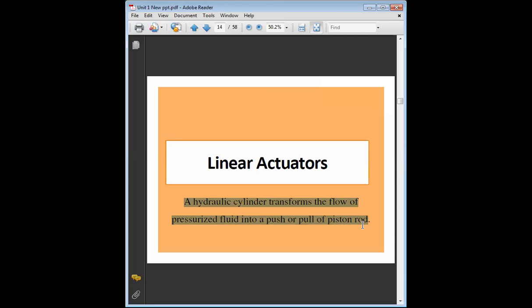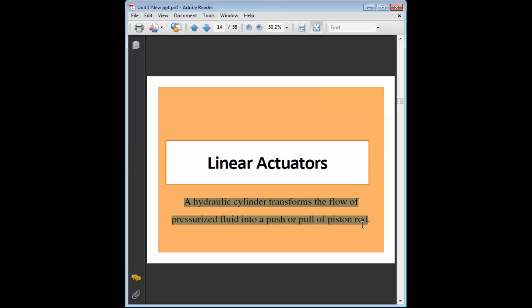Please remember, since these hydraulic actuators transmit linear motion, they are also known as linear motors. Linear actuators, hydraulic cylinders, and linear motors, these three are all the same. The flow of pressurized fluid is transferred into linear motion, so due to that they are also known as linear motors.